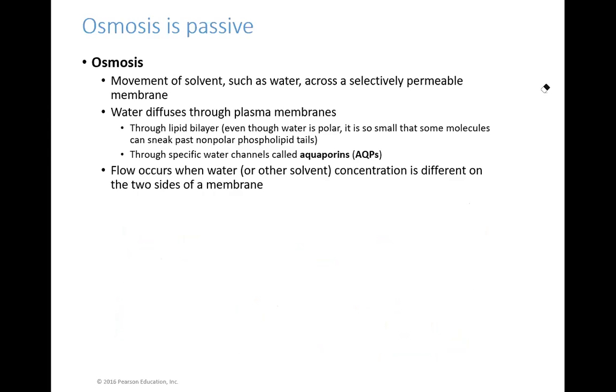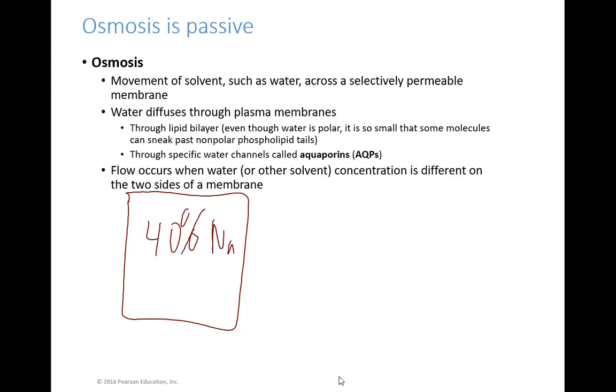Suppose we had a pen that would work. There we go. Okay. There's our beaker. It's a smaller beaker this time. Instead of 10% and 90%, let's say we had 40% salt. Now, 40% salt means that it's 60% water, because it always has to total to 100%.